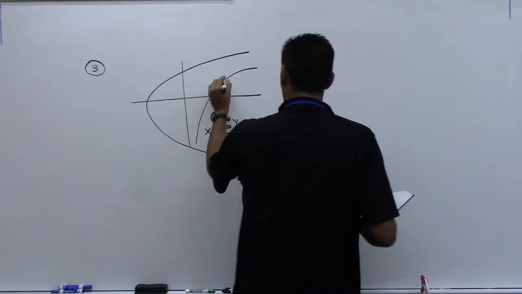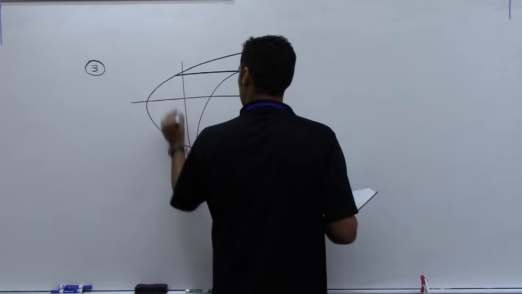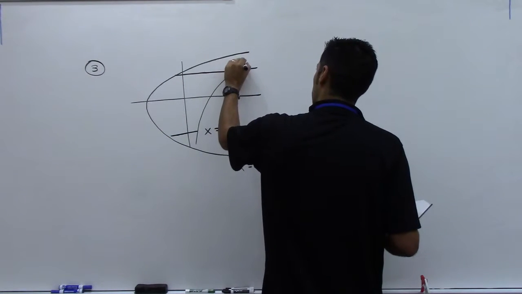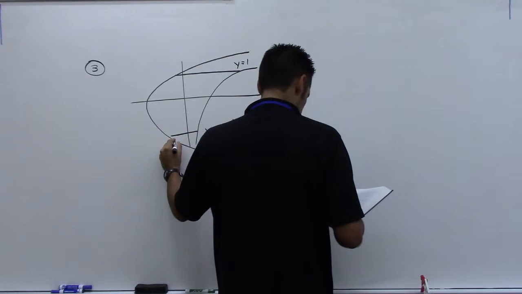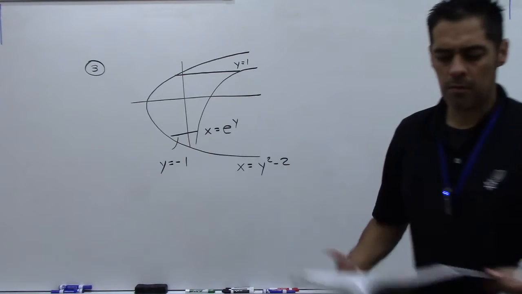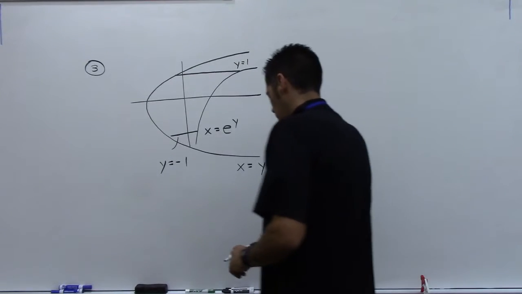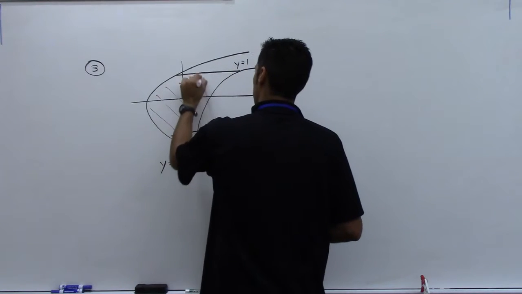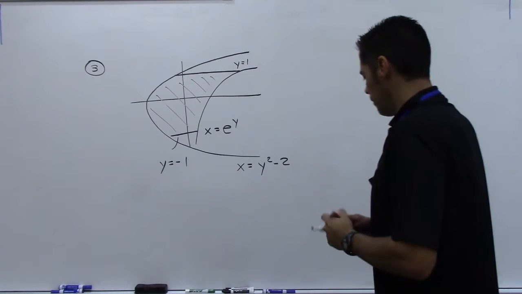Then they give you these two lines like this. And they tell you here y is equal to 1, and down here this one y is equal to -1. What we're trying to find is the area of the region here, which they shade for you in the problem.